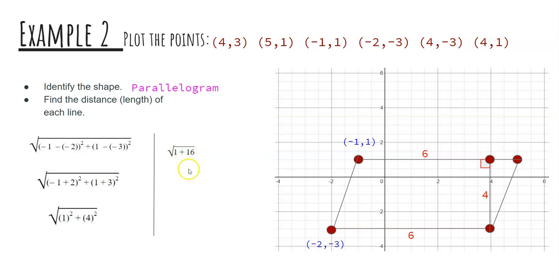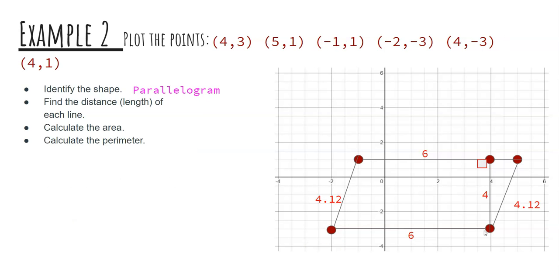So now we add them together, and that's going to give us 17 with an approximation symbol right here because we're going to have to round it, and that becomes 4.12. So on both sides right here, that's going to become 4.12. So now all my sides are discovered. Now I can do the calculations, finding the area and also the perimeter.